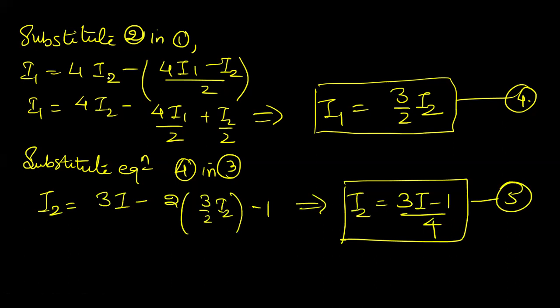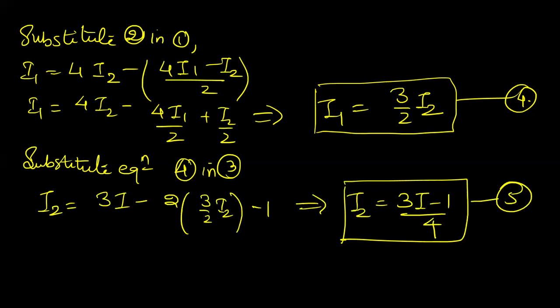From 4 and 5, if you see it very carefully, the total current I is a sum of I1 and I2. There are two currents only. So total current I will be equal to I1 plus I2. So substitute the value of I1 and I2. I1 value is 3 by 2 I2 and I2 value is (3I minus 1) by 4. So these two values I have to substitute.